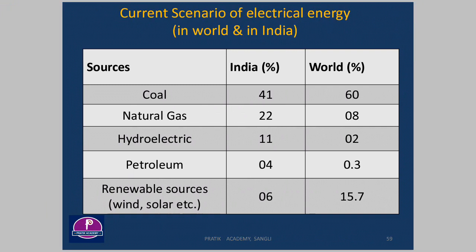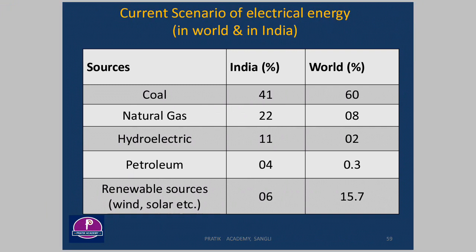Then this table gives you the current scenario of electricity generation using different sources in the world and India. If we look at the first power source, that is coal: in India, about 40% of power generation is from coal, whereas in the world it is 60%. When we consider natural gas, 22% of total electric energy is generated from natural gas in India. In the world, it is just 8%.